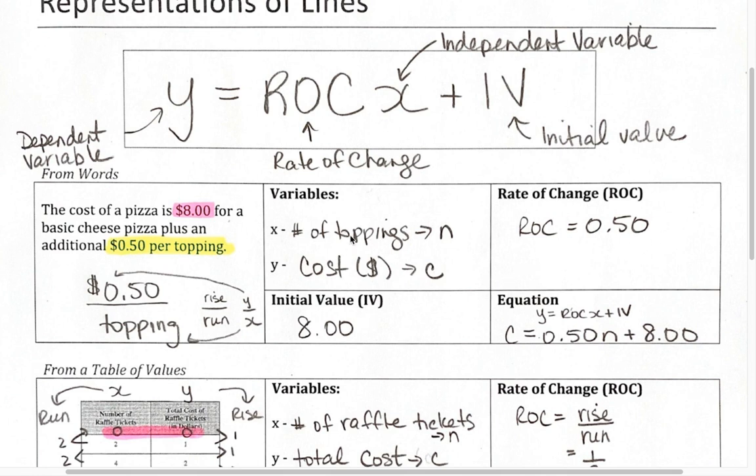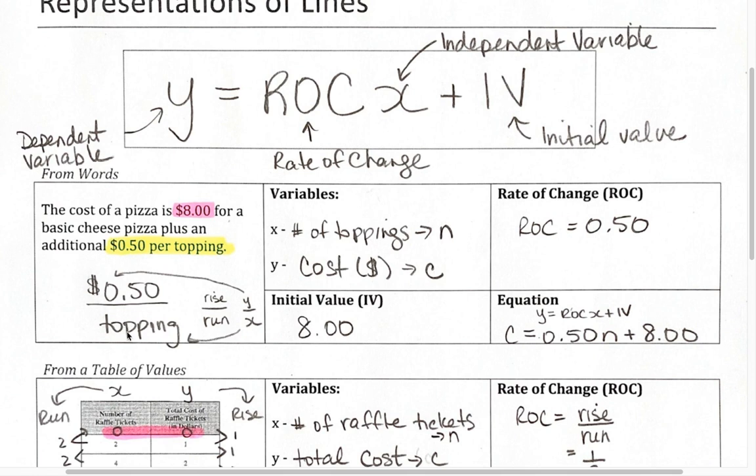And then we want to look to see what the variables are. So I know I'm looking at two things. The rate of change always tells us what our variables are. So at the top here, I have a dollar sign. So that's going to represent cost. And on the bottom, I have my number of toppings. So dollars per topping is going to give us our hint as to what the variables are.